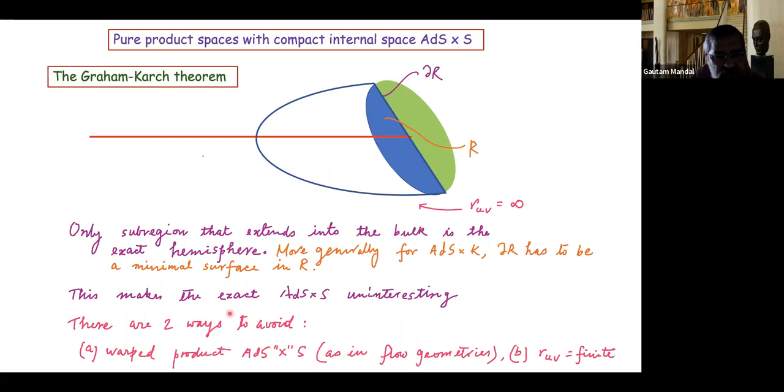And so that makes them rather dull, because there is only one possible subregion that is allowed. However, there are two ways to avoid this no-go theorem. One is already something that we discussed, the AdS product, as in the case of the flow geometries. The other is that their theorem is true for the infinite ultraviolet cutoff, so take a finite cutoff, and then you can get non-trivial results.